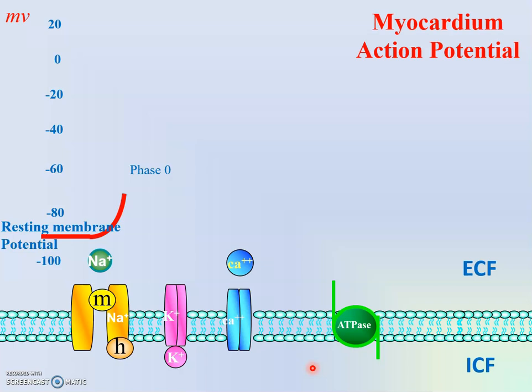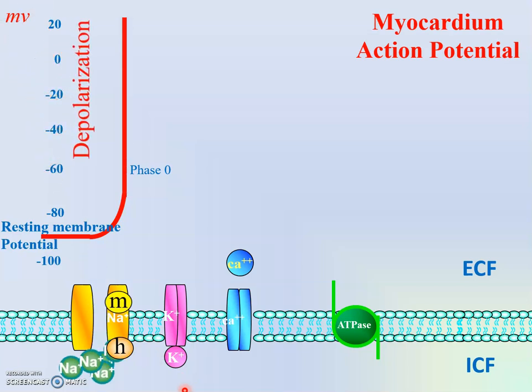Phase 0 is the opening of the sodium channel, whereby sodium ions move into the cell, which leads to the rapid depolarization stage. That is, the membrane potential changes from negative to positive. As this process is rapid, it is called rapid depolarization, and it finally leaves the charge at plus 20.